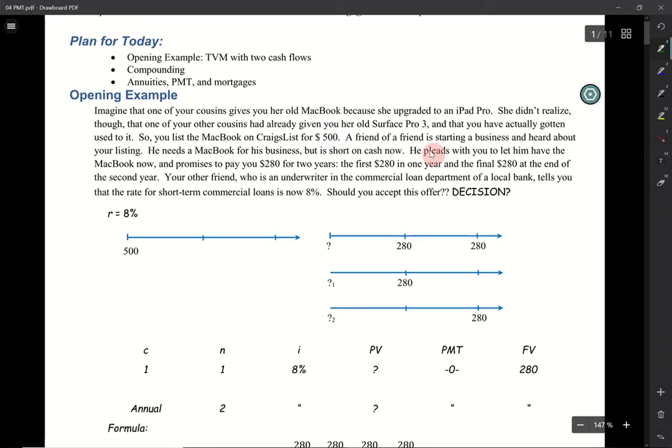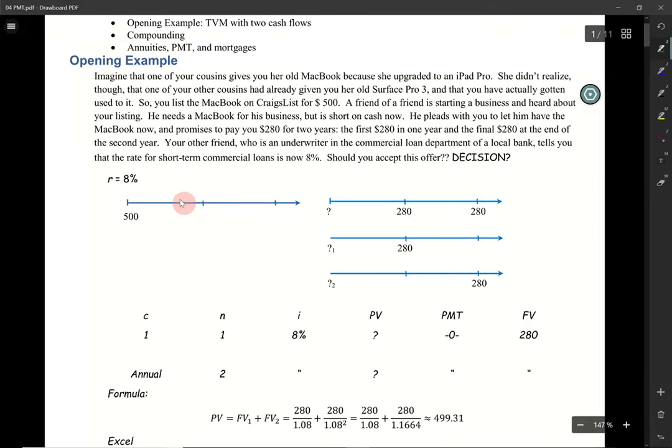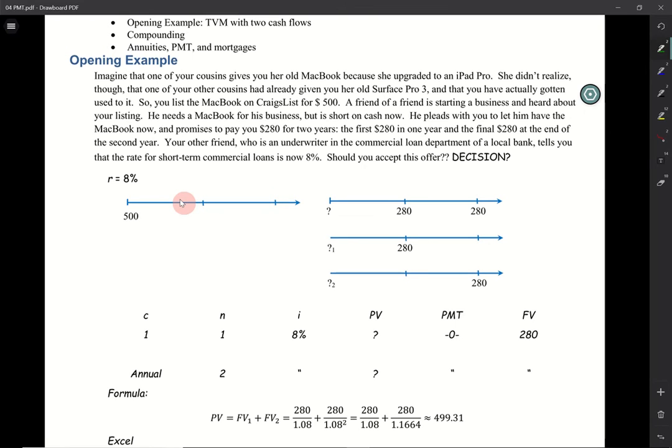A friend of a friend is starting a business and heard about your listing. He needs a MacBook for his business, but he's short on cash now. So he pleads with you to let him have the MacBook now and promises to pay you $280 for 2 years. First, $280 in 1 year, and then the final $280 at the end of the second year. Your other friend, who is an underwriter in the commercial loan department of a local bank, tells you that the rate for short-term commercial loans is now 8%. So should you accept this offer?